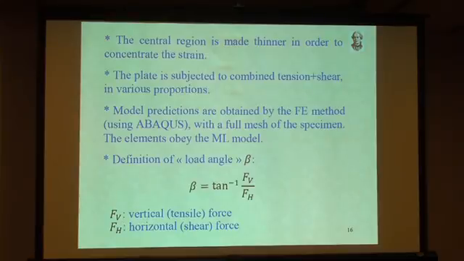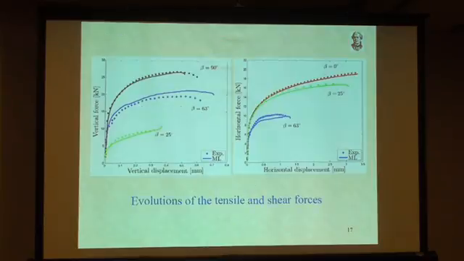Model predictions are obtained by the finite element method, this time using Abaqus, with a full mesh of the specimen, which was very kindly provided by Dirk Mohr. And the elements are supposed to obey the extended Gurson model. There is a load angle which is connected to the ratio of the vertical and horizontal forces. Now the results. Here you have the vertical force versus the vertical displacement, and here the horizontal force versus the horizontal displacement, for various values of beta, which characterizes the amount of tension as compared to the amount of shear.